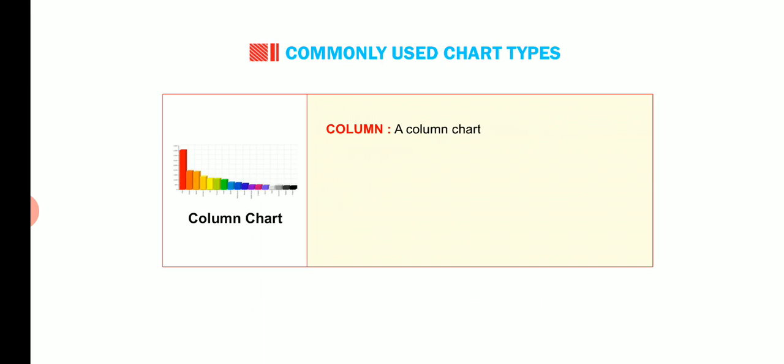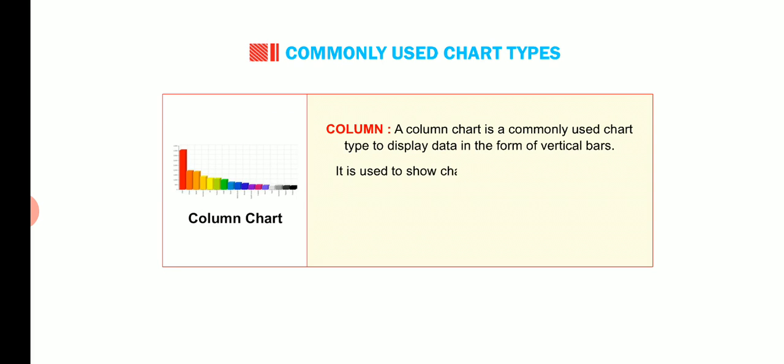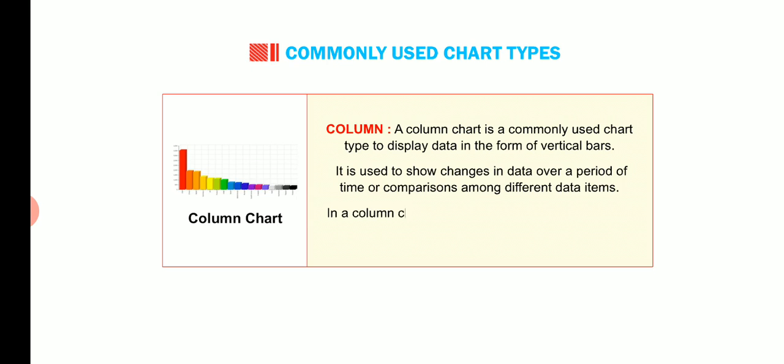A column chart is a commonly used chart type to display data in the form of vertical bars. It is used to show changes in data over a period of time or comparisons among different data items. In a column chart, categories are organized along the horizontal axis and values along the vertical axis.